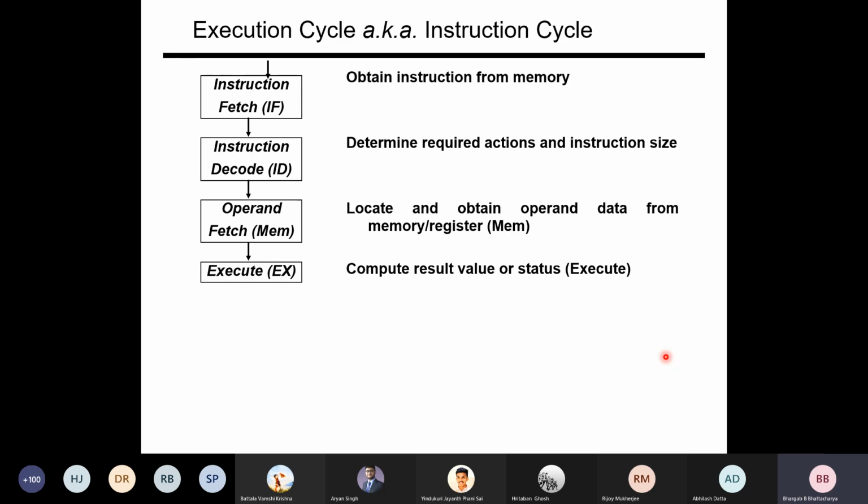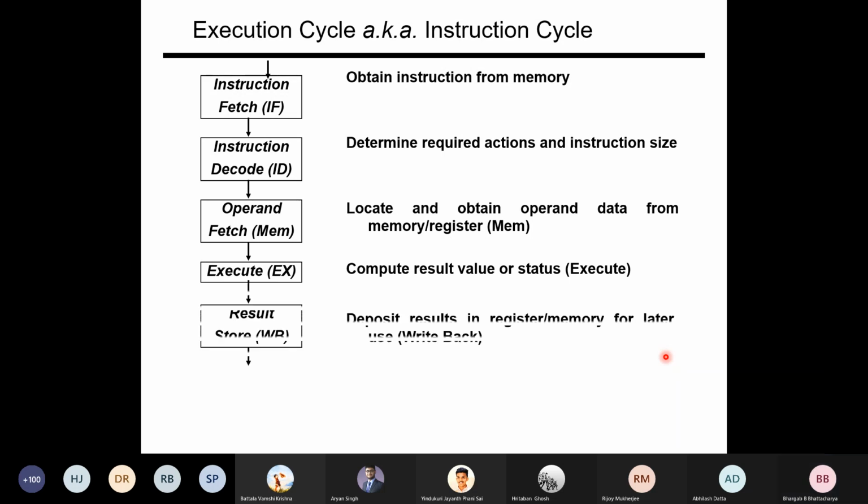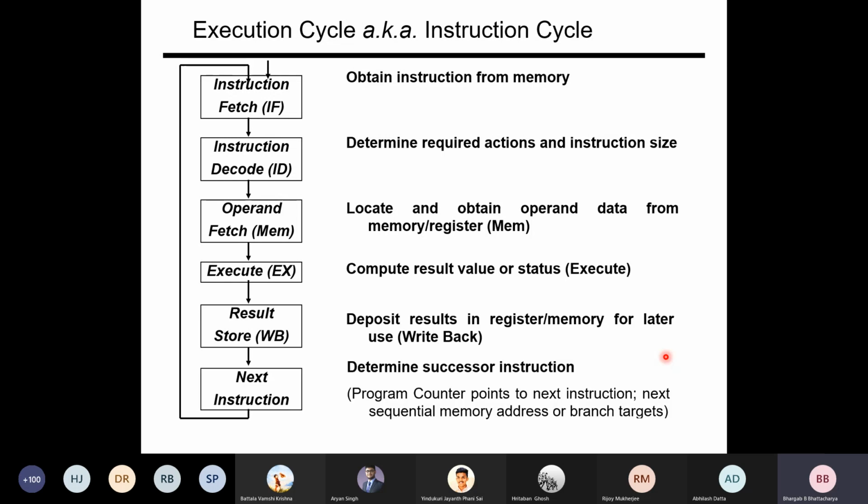That means another memory operation may be needed. And then you execute it, depending on what type of instruction it is. And you need to store the result. This is called write back. You deposit the result in either register or memory, and iterate this processing and fetch the next instruction and so on. How do I fetch the next instruction? By incrementing the program counter, if it is the next consecutive instruction, or by loading the target address if it is a branch instruction. Determine successor instruction. And that's how the execution continues.